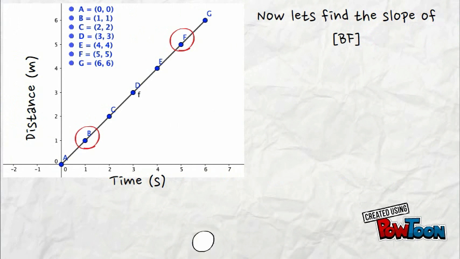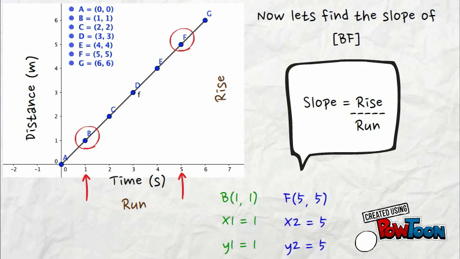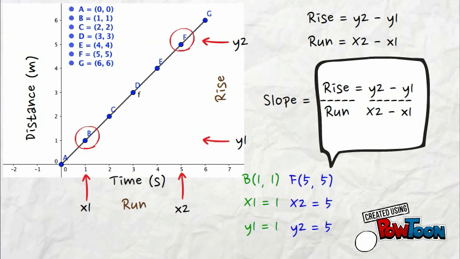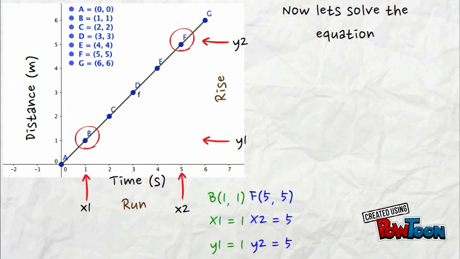Let's find the slope of the line segment BF. Again, labelling our points B and F and using the formula slope equals rise over run. To use the slope equation, we need to know what the rise and the run are. The rise equals y2 minus y1, the vertical axis. The run equals x2 minus x1, the horizontal axis. We need to make sure to label our points B and F.